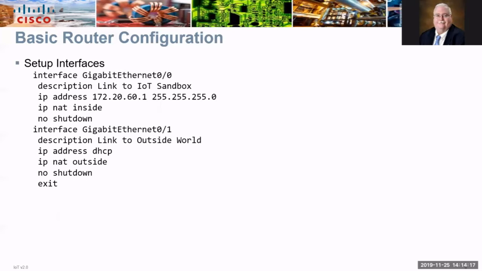This section sets up the router interfaces, assigns their IP addresses and defines the internal and external ports for NAT. Interface Gigabit Ethernet 0/0 is used to link to the internal sandbox and devices. Interface Gigabit Ethernet 0/1 connects to the outside world or your school's network. Gigabit Ethernet 0/0 is configured as the internal NAT interface while Gigabit Ethernet 0/1 is configured to be the external NAT interface. Note Gigabit Ethernet 0/1 will receive its IP address information from the school's DHCP server.